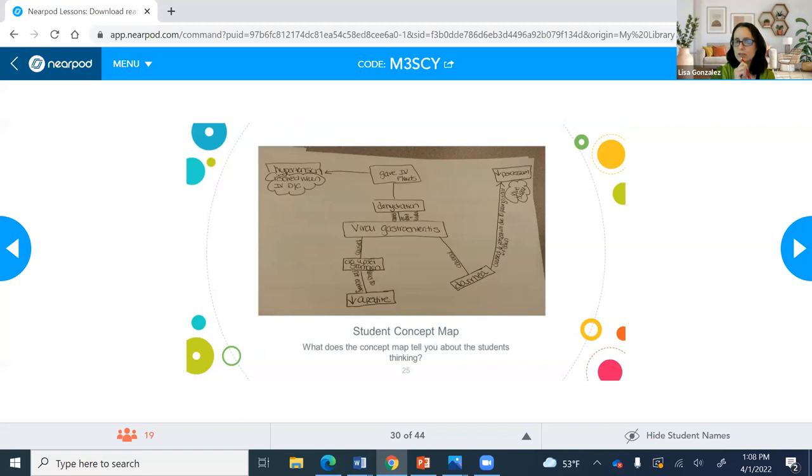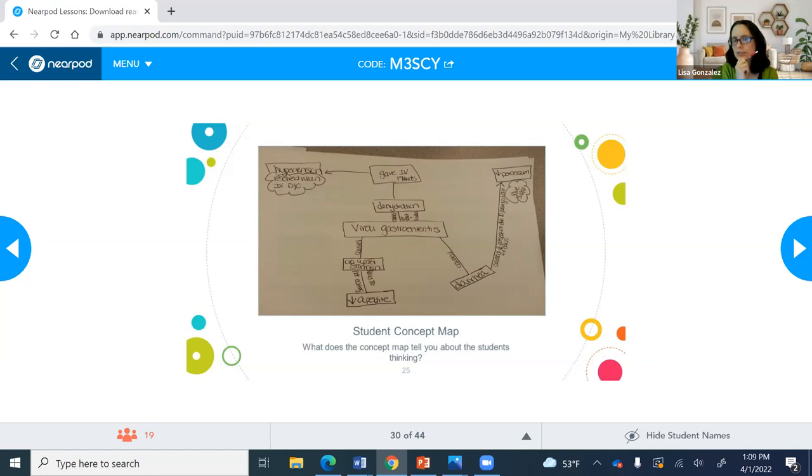Look at the things they chose to put on their concept map. Look at what they decided to connect with what. So in this concept map, this student is saying that dehydration is directly connected with viral gastroenteritis. There's a direct connection because that is the first connection made here. They're also saying that they saw hypertension at some point, and they felt like that was connected, but it was off to the side. And at first they weren't quite sure how it was connected.